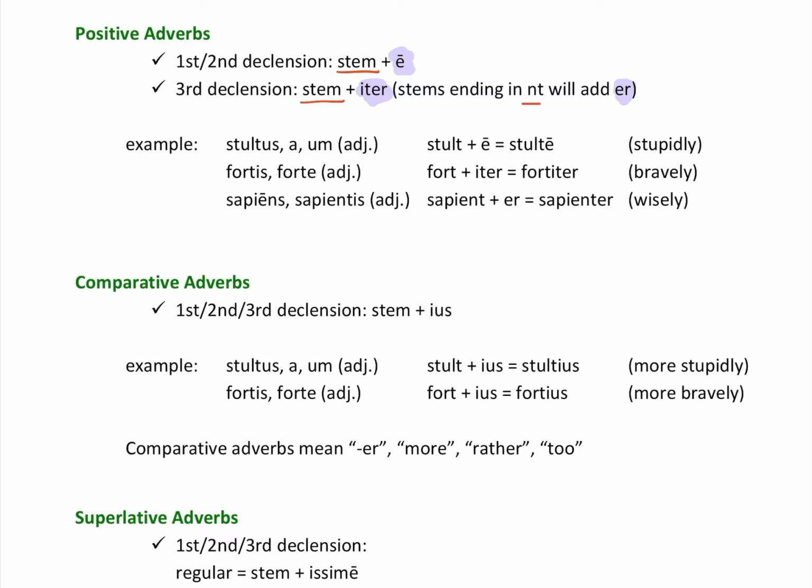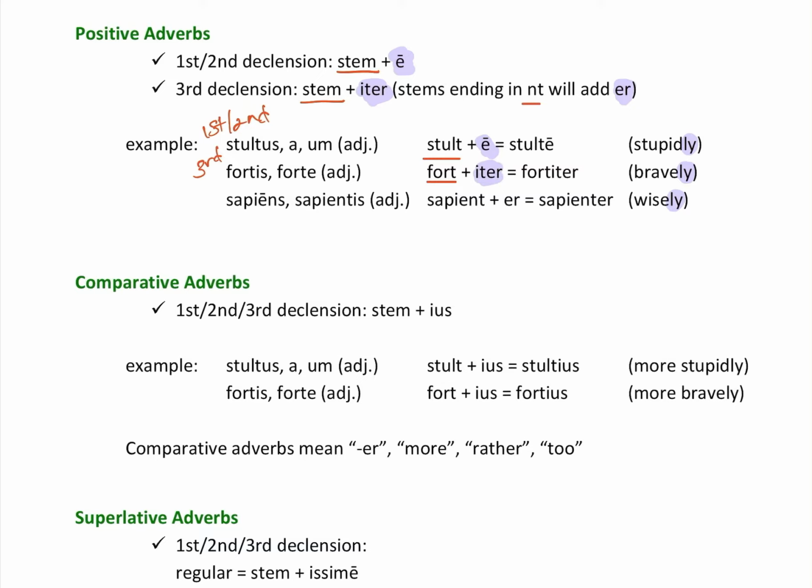So, stultus, a, um, that's a first, second declension adjective. We take the stem, which is stult, we add an E, which gives you stulte, which is stupidly. Now, many of these adjectives' adverbs in English are going to end in ly. That's pretty common in English as well. A lot of adverbs will end in ly if they're positive adverbs. Now for fortis, forte, we're going to take the stem because this is a third declension. And because it's third declension, we're going to take the stem and add iter, which is fortiter.